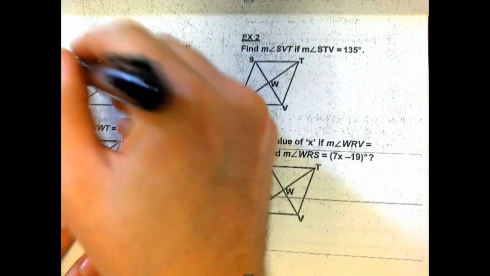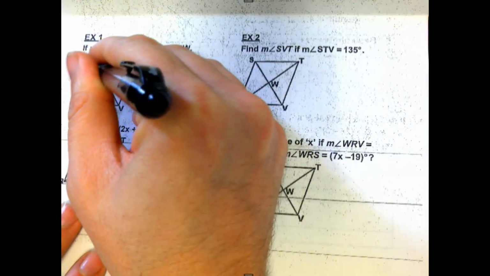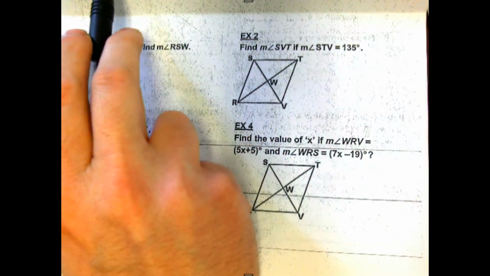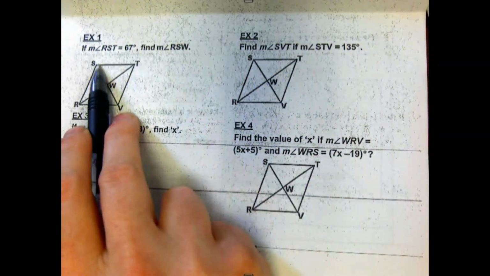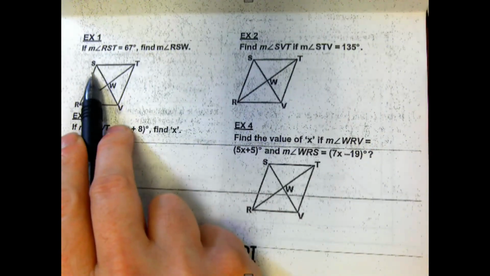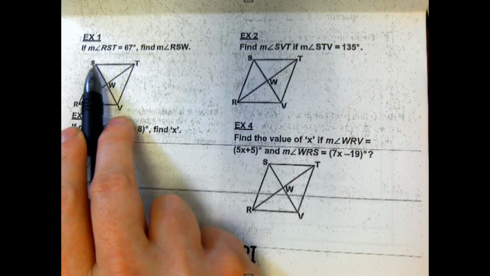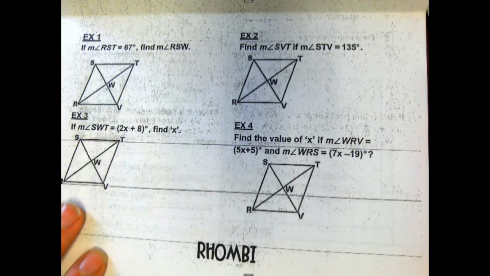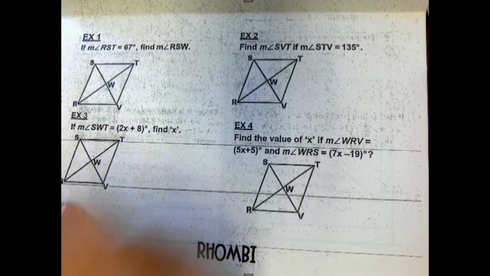So remember, this whole angle, we're looking for this angle right here. The diagonals on a rhombus bisect opposite angles, which means that it cuts this angle exactly in half. So this angle should be exactly half of the total angle. So 67 divided by 2 would be 33.5.